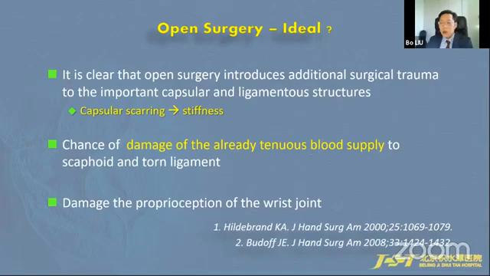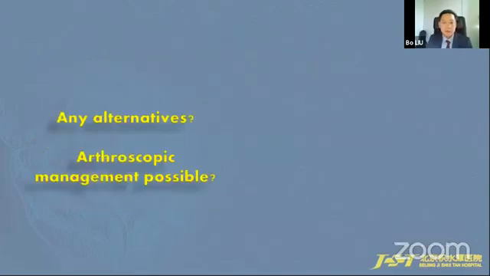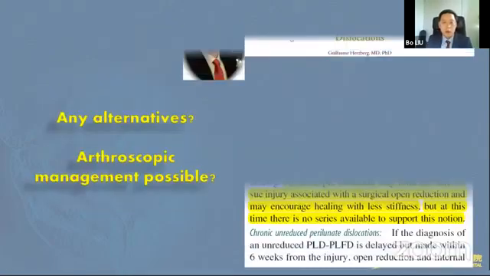There's a chance of damage to the already tenuous blood supply to the scaphoid and the bone ligament. And there's also damage to the proper substrate of the wrist joint, which is very important for people who rely on their wrist for hobbies and sports. So, any alternatives? Is arthroscopic management possible?